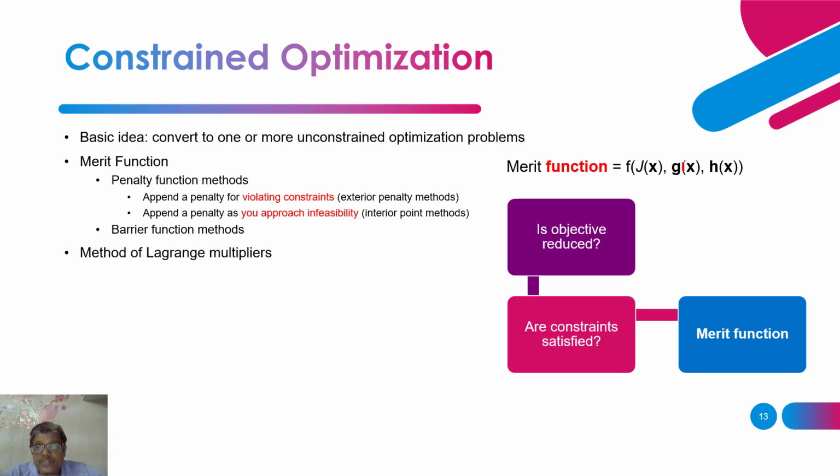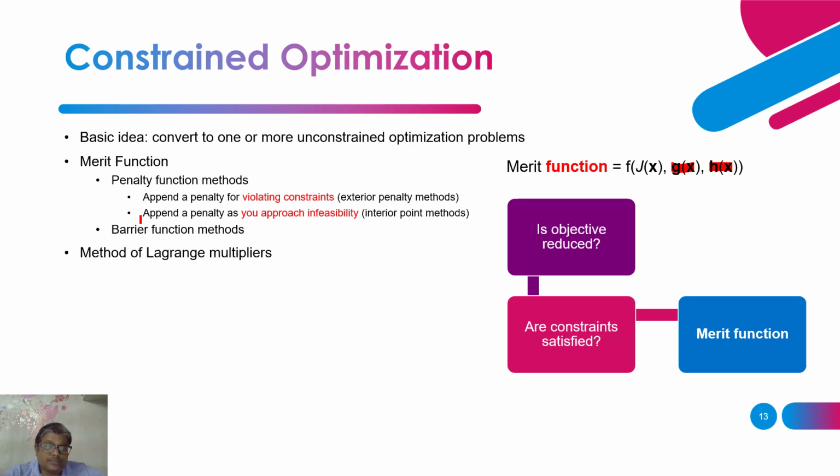Because of these constraints, that is the inequality constraint and equality constraint, if any parameter is violating the constraint, then to compensate for that, we will be appending a function or variable, and that we call the appended penalty for the exterior penalty method.